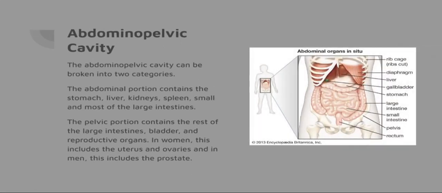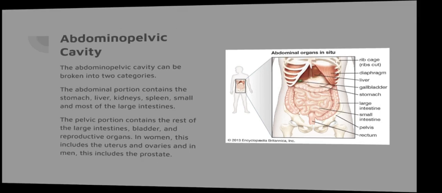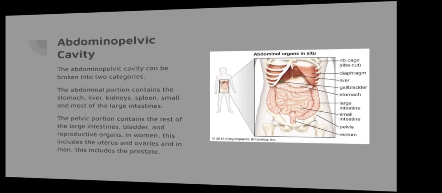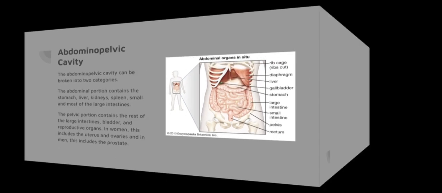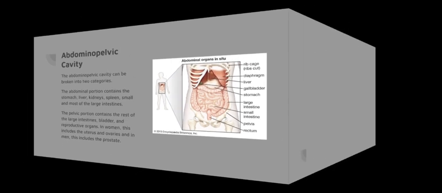The third cavity is the thoracic cavity. The thoracic cavity contains the lungs and heart, and right in between the lungs is the mediastinum. This includes the heart and trachea. In this picture, you can also see the diaphragm, which separates the thoracic cavity from the abdominal pelvic cavity.